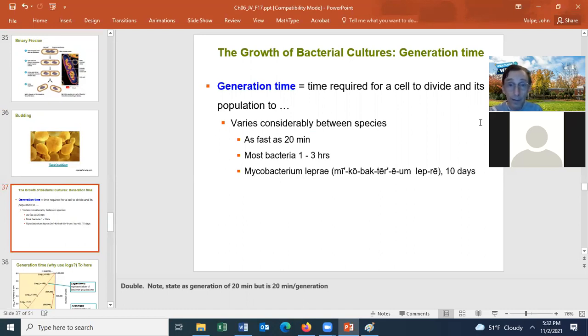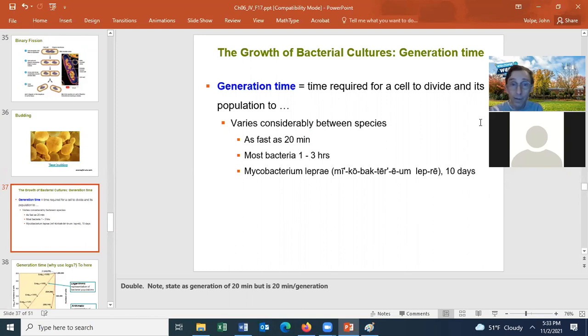It varies considerably between species what the generation time is. It can be as fast as 20 minutes per generation, meaning E. coli, which is one of the fastest cells to double, can go from 1 cell to 2 cells in 20 minutes, or a population of 1,000 E. coli can double to 2,000. Any question about that?